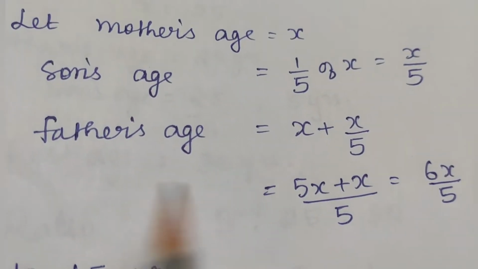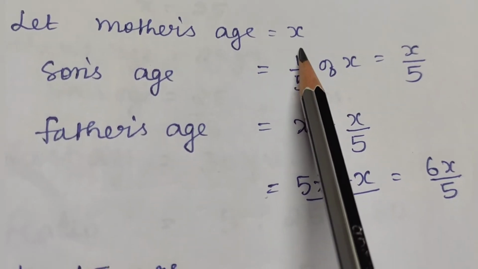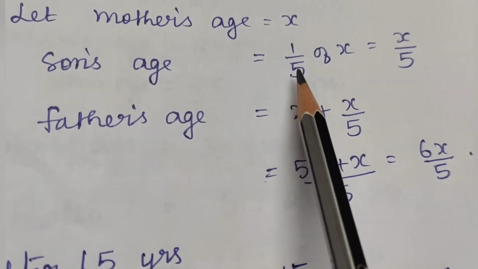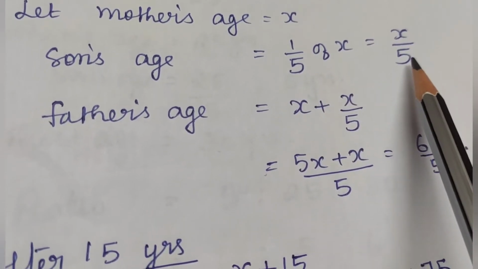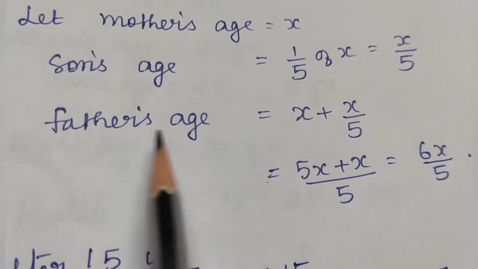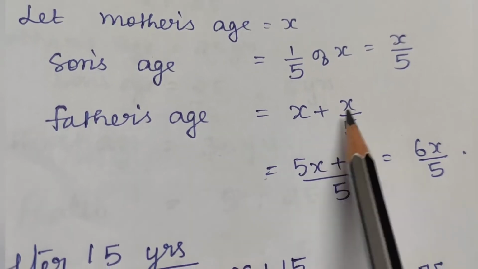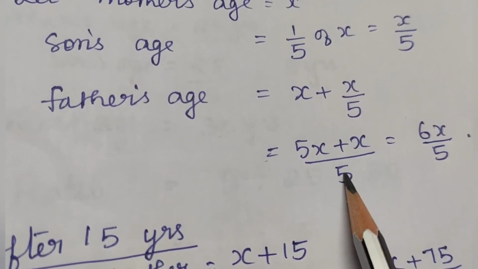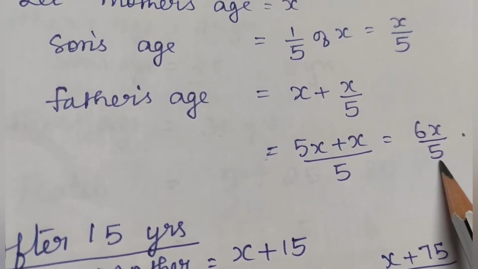See, we shall assume let mother's present age be X. Son's age is 1/5 of his mother's age. So 1/5 of X is X by 5. Father's age is sum of mother and son's age. So X plus X by 5. So LCM 5, 5X plus X, 6X by 5.